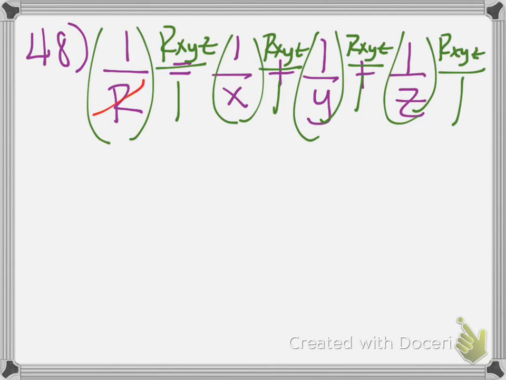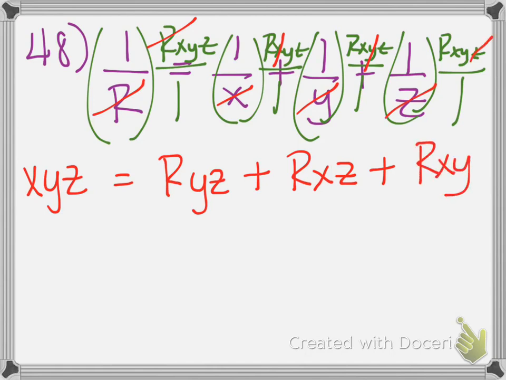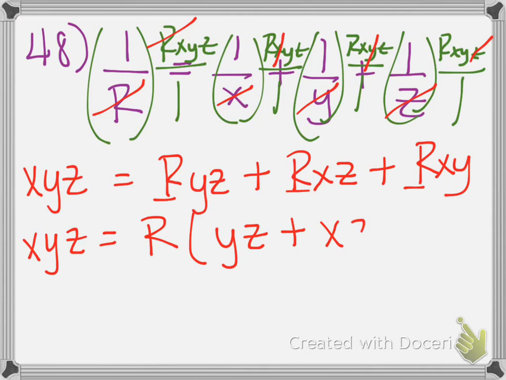So on the left here, I can reduce those r's, so I'm left with xyz. Over here, I can reduce the x's, so I'm left with ryz. Plus, here I can reduce my y's, so I'm left with rxz. Plus, and then I can reduce the z's, so I get rxy. Now if you notice, all of these on the right have an r, so I can factor out the r. And then I'm left with yz plus xz plus xy.